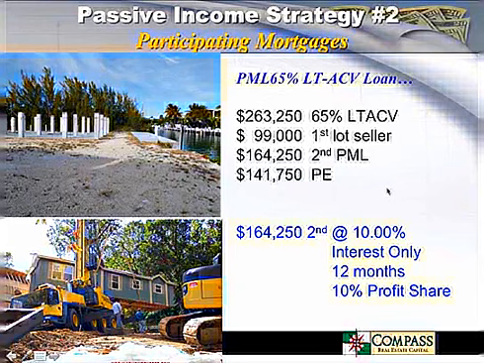So back to the numbers. What we have is a second mortgage from a private money lender for $164,250. So we still have $141,000 in protective equity. So it makes sense for a private money lender because the protective equity is in place. So what are the terms? Well, the terms are there's a $164,250 second mortgage. It's 10%. It's interest only. It's a 1-year loan. And there's 10% profit share.